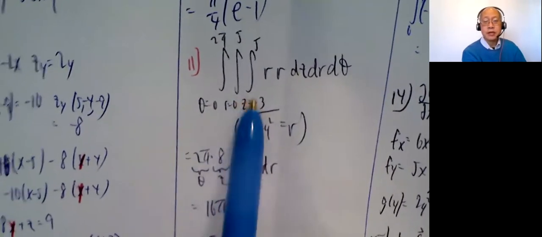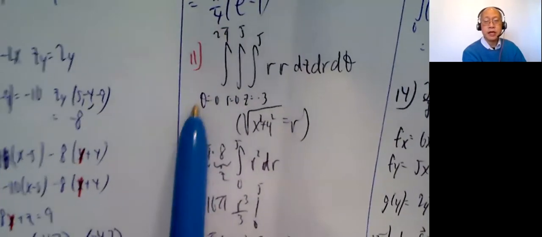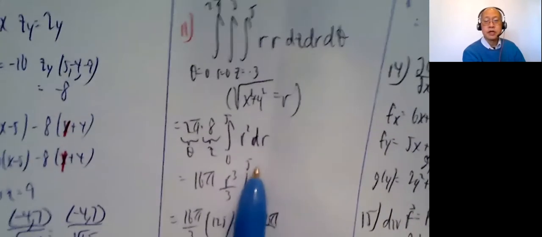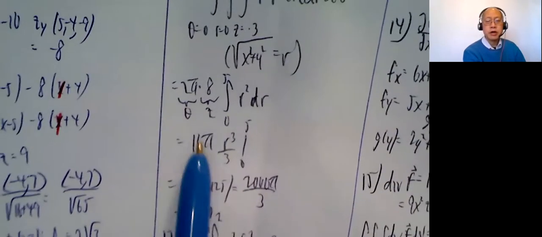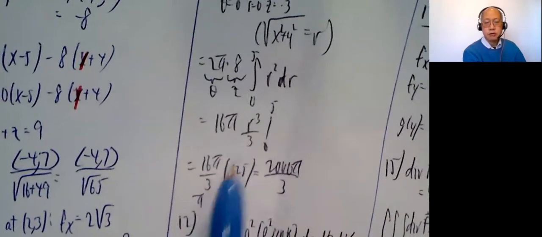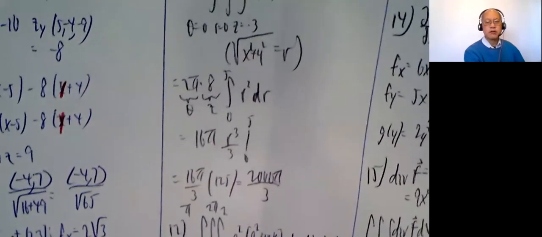Take it out. The length of the interval is 8 for z. This thing doesn't depend on theta. Take out the length of the interval, 2 pi. 2 pi times 8, r squared dr. So 16 pi r cubed over 3 from 0 to 5. Plug in 0, you get 0. Plug in 5, 16 pi over 3 times 125, 2000 pi over 3.